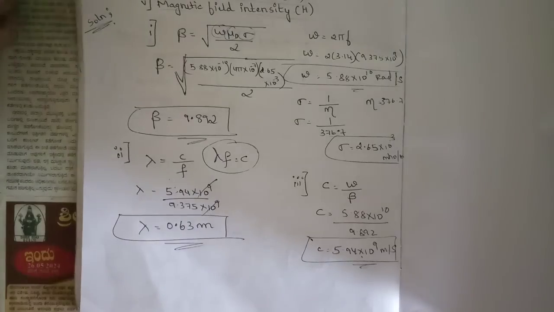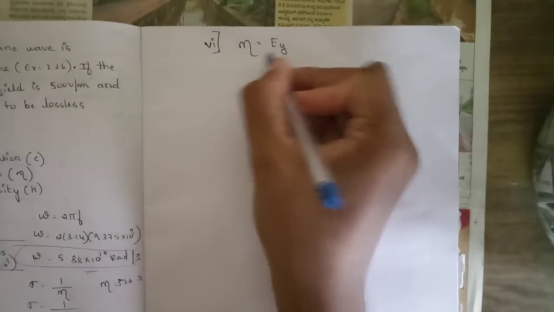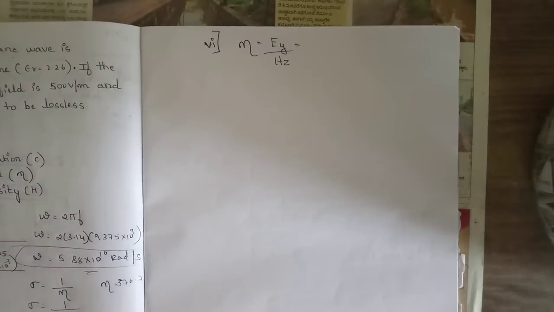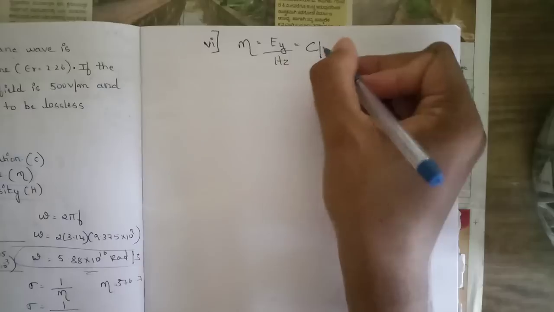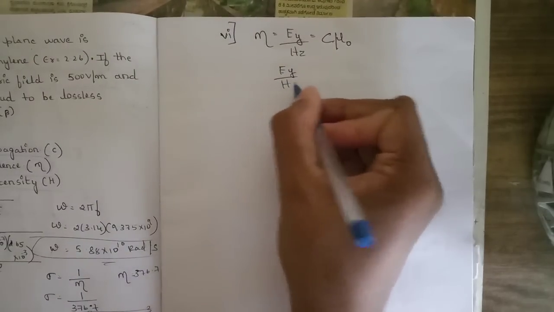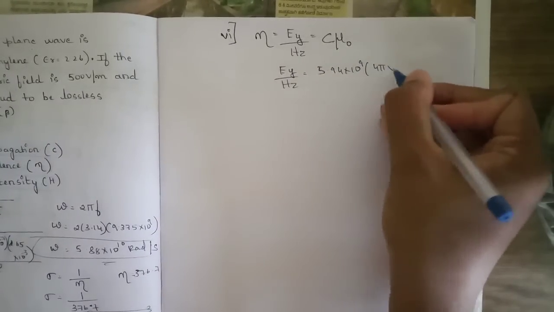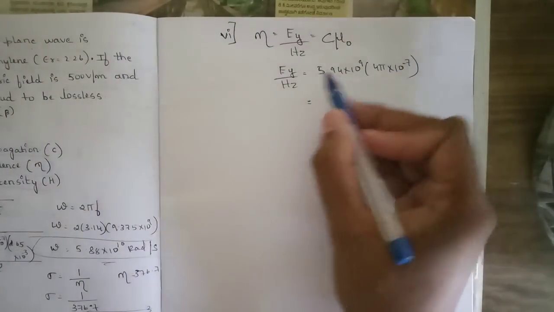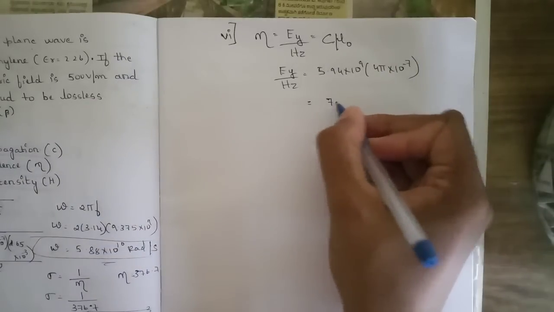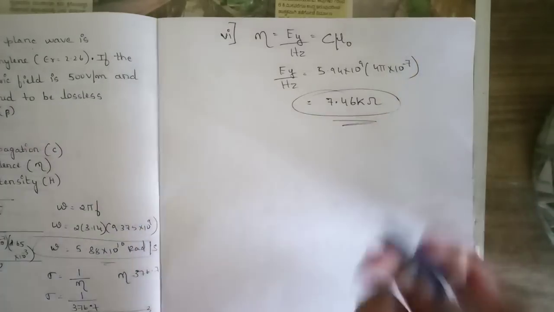In the next question, they have asked us to find the intrinsic impedance, that is neta is equal to Ey by Hz. From the derivations of the intrinsic impedance of free space, we have one relation, that is Ey by Hz is equal to c times mu naught. We derived this equation. So we substitute the value of c which we have got, 5.94 into 10 power 9, into the standard value of mu naught, 4 pi into 10 power minus 7. If we solve this, the value of intrinsic impedance is approximately 7.46 kilo ohms. Since impedance's unit is ohms, this is the value of intrinsic impedance.